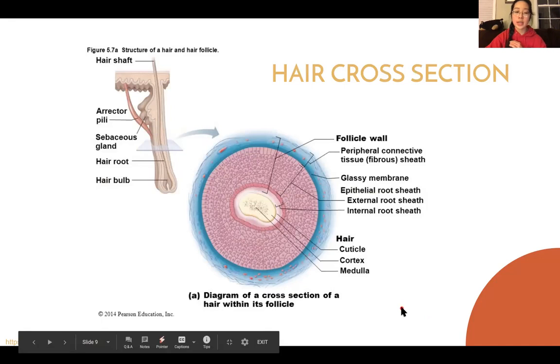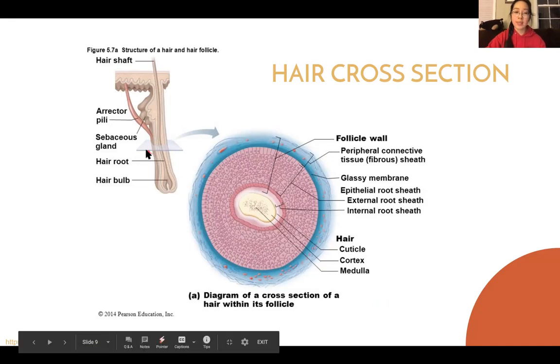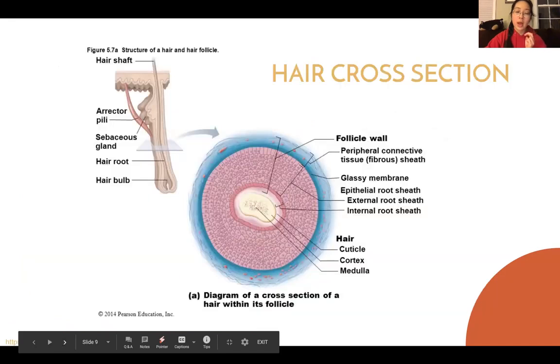Okay, so here's a cross section of the hair. So you're just taking one piece of hair and cutting it and putting it under a microscope to see what's going on inside. And this is actually down below in the hair root. So that also includes the stuff that we saw previously down here on the last slide.